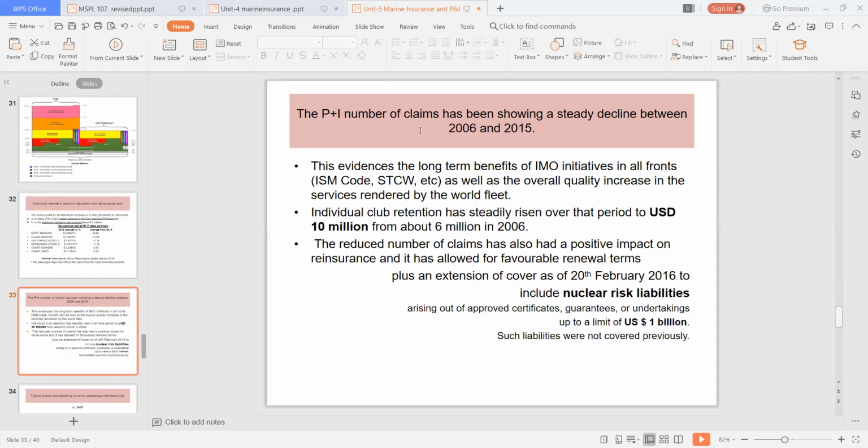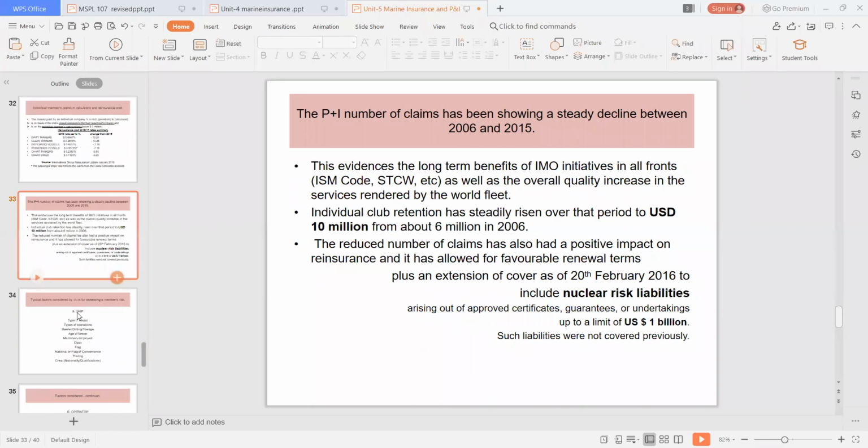The P&I number of claims has been showing a steady decline. The evidence is the long-term benefits of IMO initiatives on all fronts, as well as the overall quality increase in services rendered by World Fleet. Individual club retention has steadily risen over the period to USD 10 million from about 6 million in 2006. The reduced number of claims also had a positive impact on reinsurance and allowed for favorable renewal terms, plus an extension of cover as of 20th of February to include nuclear risk liabilities arising out of approved certificates, guarantees, or undertakings, right? So these are the things by which the steady decline happens.